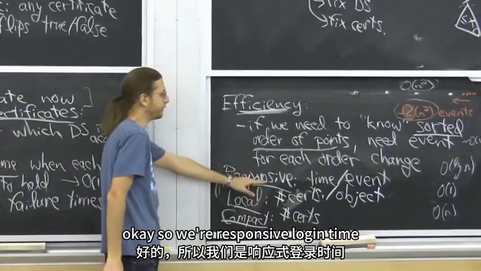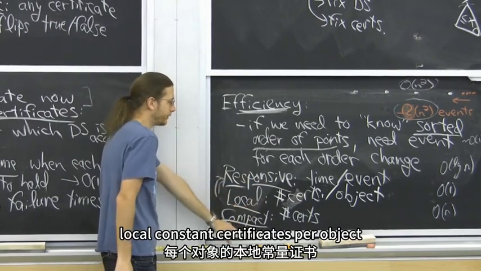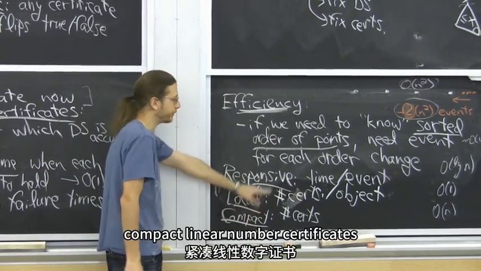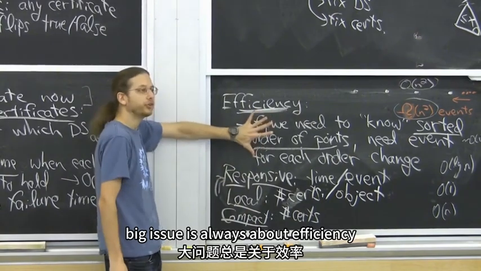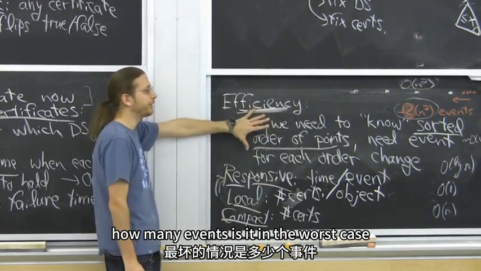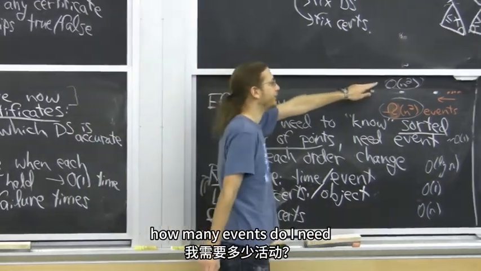Okay, so we're responsive, log n time, local, constant certificates per object, compact, linear number of certificates. All these are the same. Big issue is always about efficiency. How many events is it in the worst case? How many events do I need?